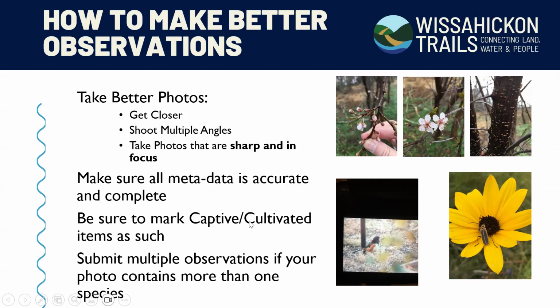If you put in captive or cultivated items, then mark them as such, just to be fair to the system, so everybody knows that. And then we already saw this, but the idea of submitting multiple observations if your photo contains more than one species. So like here with the bug and the flower, you should make a duplicate of that and submit it twice, once for the bug and once for the flower, and make it a complete observation.